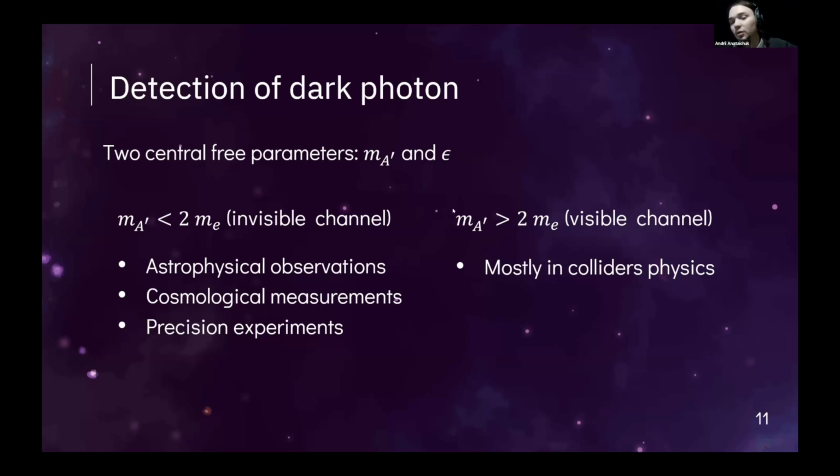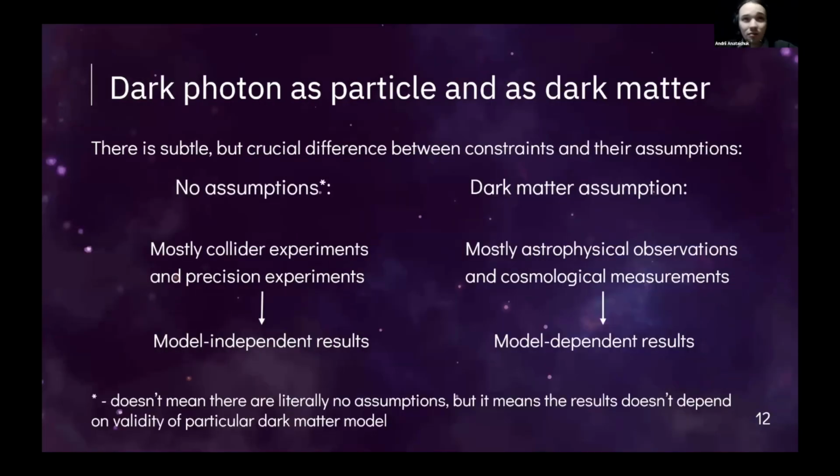So these are two different regions, and the question is, can we properly unite them in one very big plot? It is a little bit subtle, because different papers and different results can use different assumptions. Let's start with the case where we don't have any assumptions. Consider the dark photon just as a particle, so you don't think about any contribution to dark matter or anything like this.